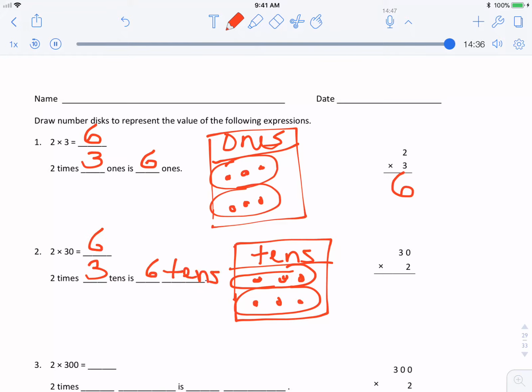What's another way to say 6 tens? Another way to say 6 tens is 60. So 30 times 2 is 60. Okay, go ahead and do the rest on your own.